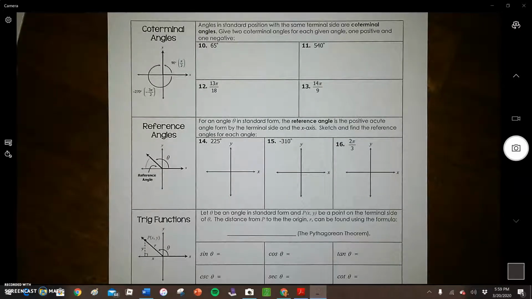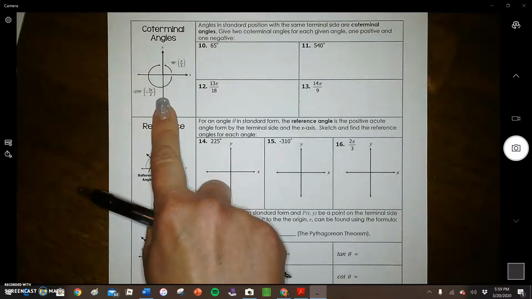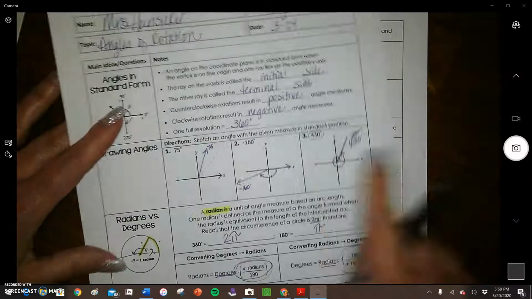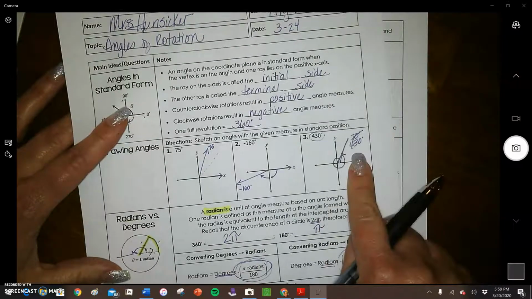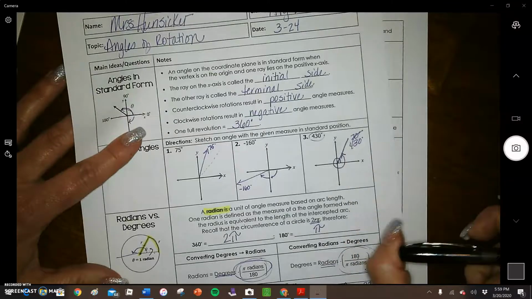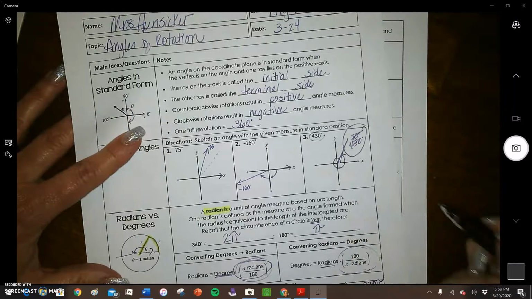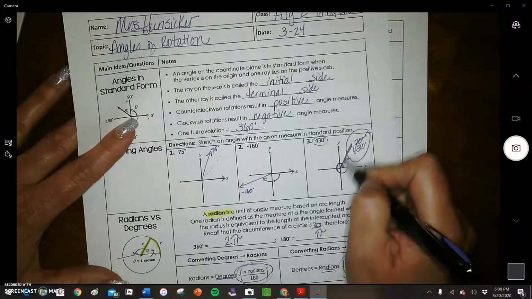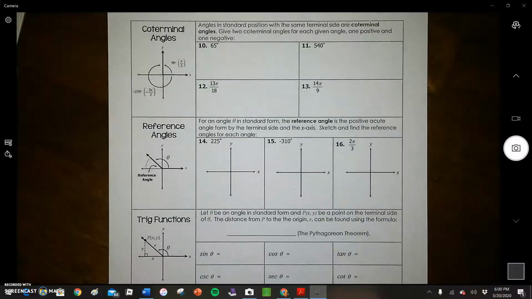All right, so the next thing we're going to talk about are what are called coterminal angles. I don't know if you remember, I mentioned something about it on the other page when we were talking about that 430 degree angle, right? And I said there was 70 left over. And so this, 70 degrees and 430, those are called coterminal angles, okay? So they share the same terminal side, okay? So that's what we're going to be doing.